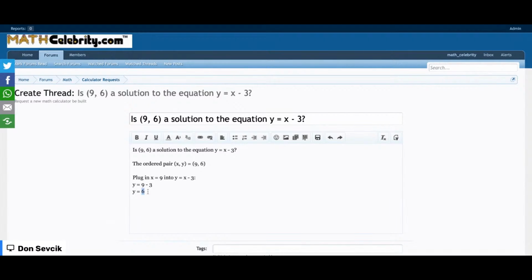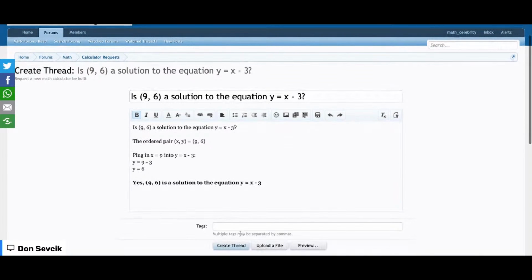Well, that's great. So if we plug in x equal to 9, 9 minus 3 is 6, which matches our y coordinate. So 9 does evaluate to y equals 6. Yes, and let's bold this. Yes. 9, 6 is a solution to the equation y equal x minus 3. Equation. That's all right.